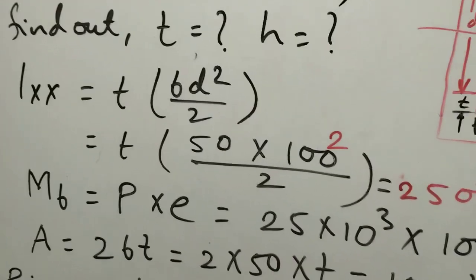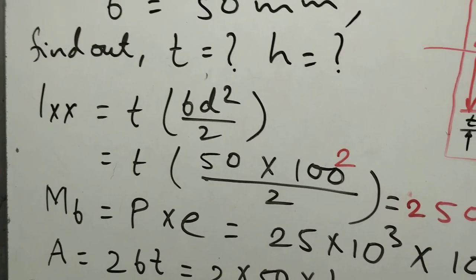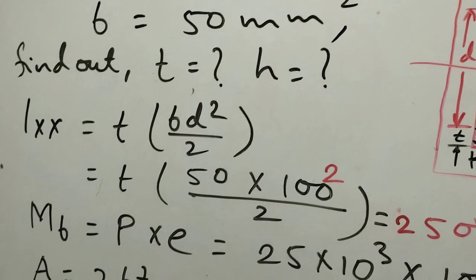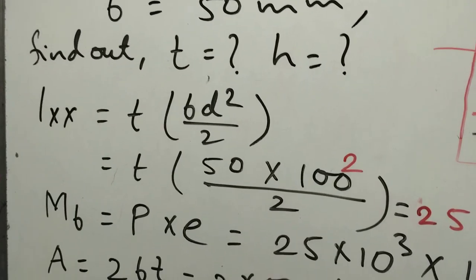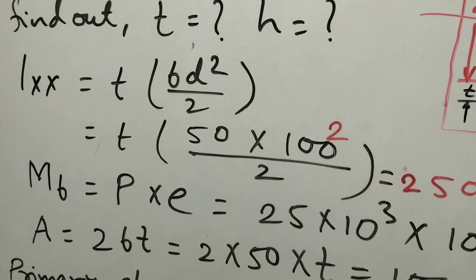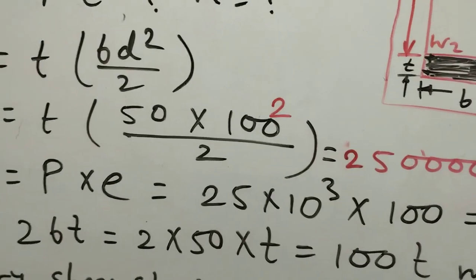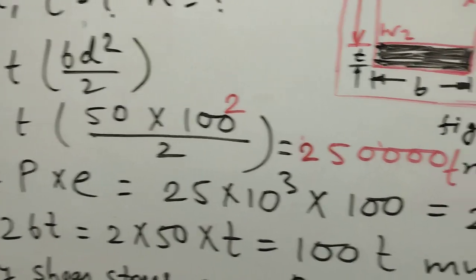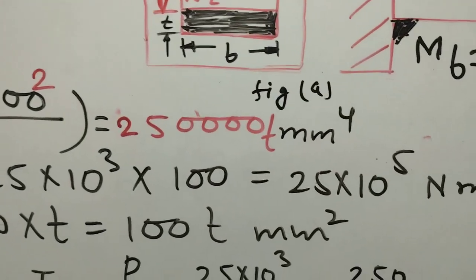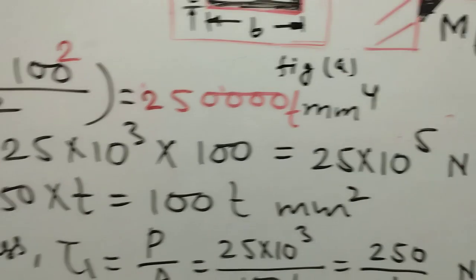First, applying the parallel axis theorem for IXX, the ultimate result is T into BD square by 2. We apply the values: T into 50 into 100 whole square divided by 2. Then we got 250,000 into T millimeter to the power 4.